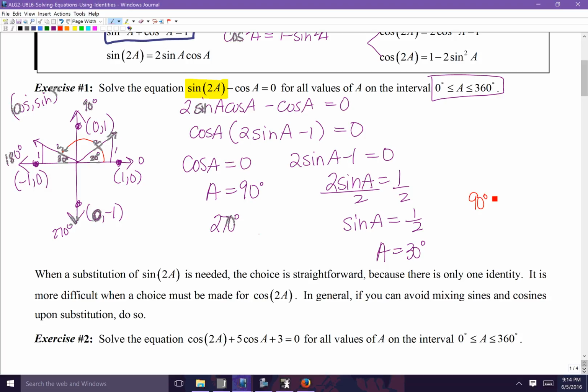I had to go 90 degrees plus, well, let's see. If this bottom angle here is 30, that means this angle here is 60. I had to go an additional 60 degrees for 150 degrees. So the answer to this question, it says solve for all values of A. If A has a value of, and I'm going to go in numeric order, 30 degrees, 90 degrees, 150 degrees, or 270 degrees, when I substitute those values into this equation, I will get 0 equals 0. Okay, pause the video, rewind it if you need to take a look at that again.